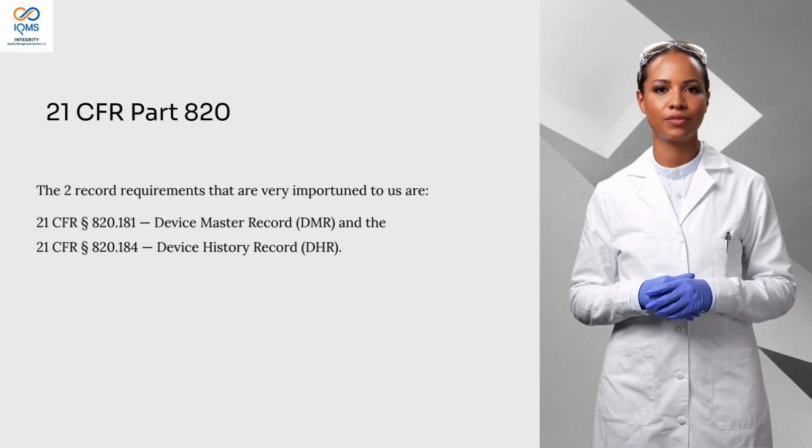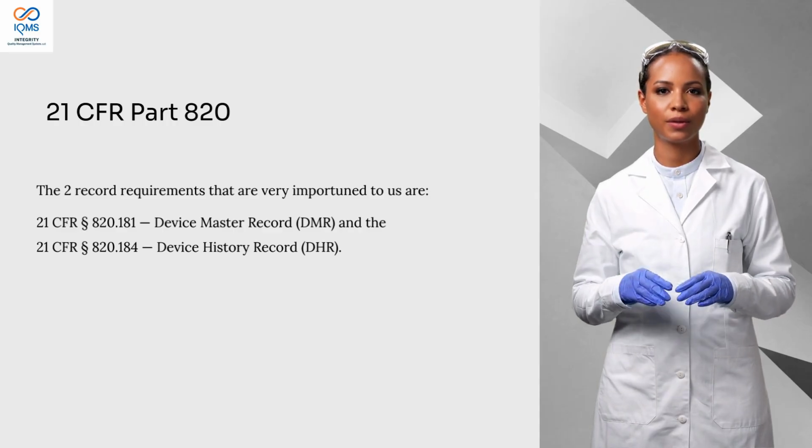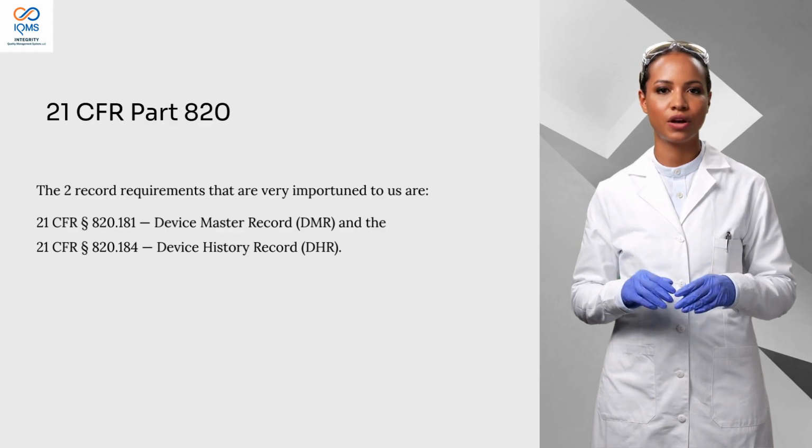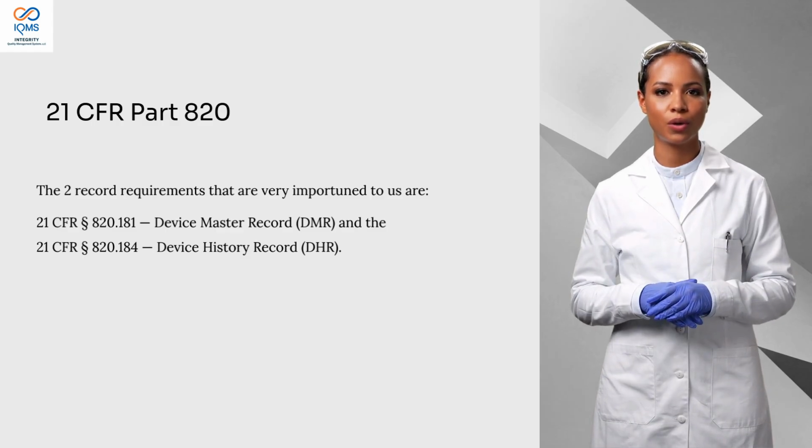Let's take a deep dive into the DMR and DHR records, two record requirements that we have to get very familiar with: the 21 CFR Section 820.181 Device Master Record, DMR, and the 21 CFR Section 820.184 Device History Record, DHR.